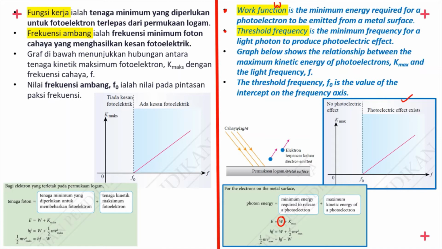The graph below shows the relationship between the maximum kinetic energy of photoelectrons and the light frequency. There is one intercept at the frequency axis, that is, the threshold frequency. At the threshold frequency, photoelectrons are emitted without any kinetic energy. So that is why kinetic energy here is 0 for threshold frequency.